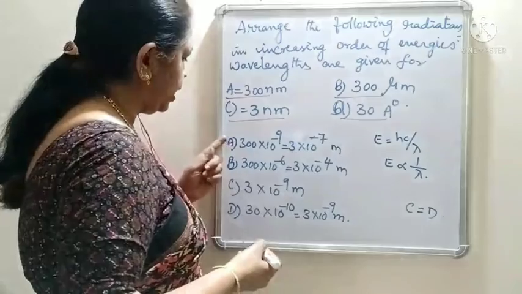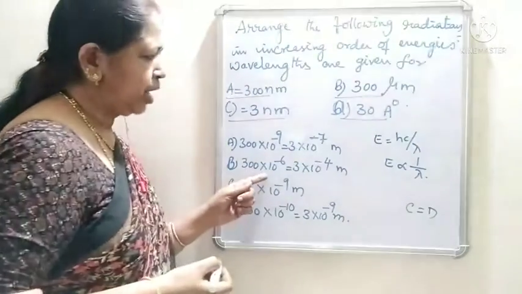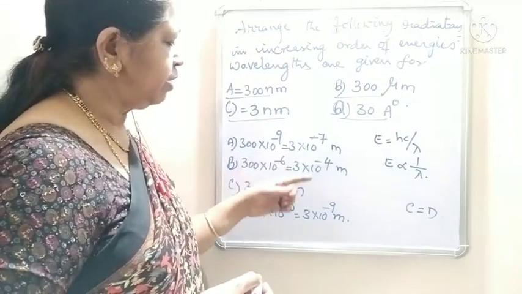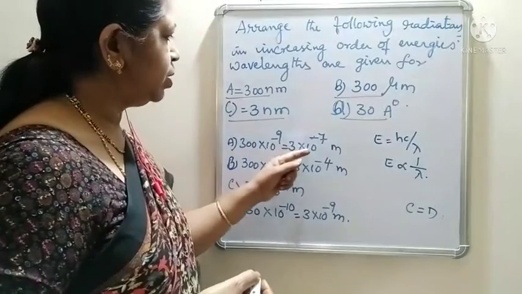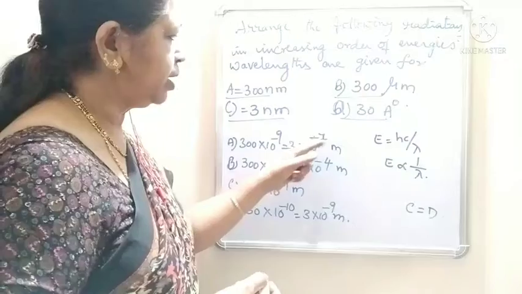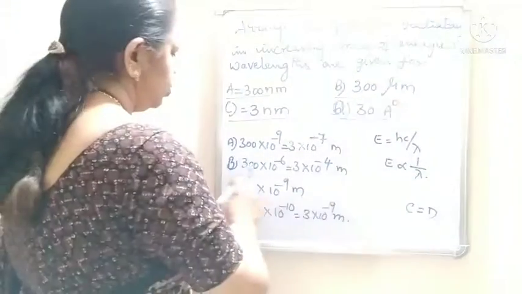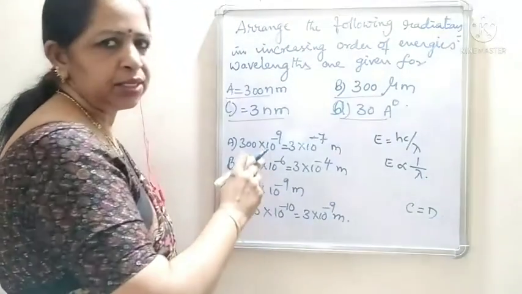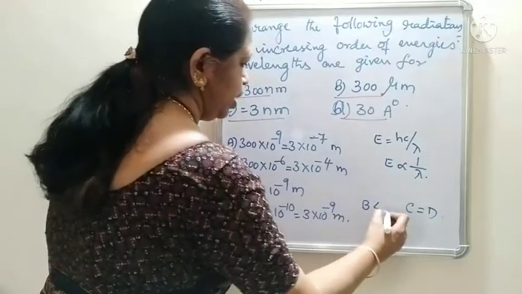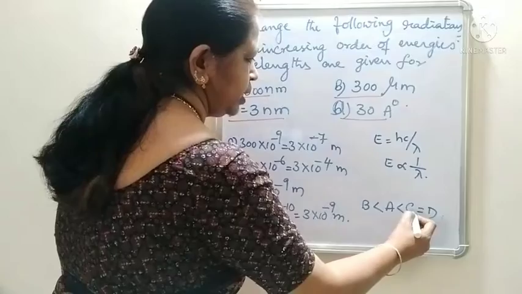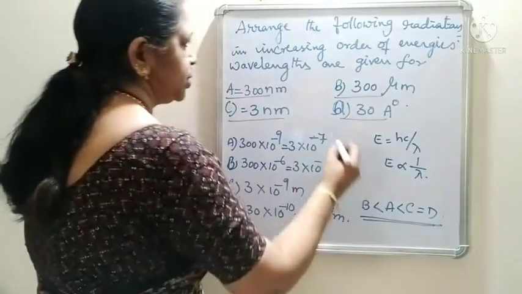And among A and B, which is having the lower wavelength and which is having the higher wavelength? A is having the lower wavelength, so it will have the higher energy. So B is having the lowest energy. So B is less than A, which is less than C equal to D. This is the answer for this question.